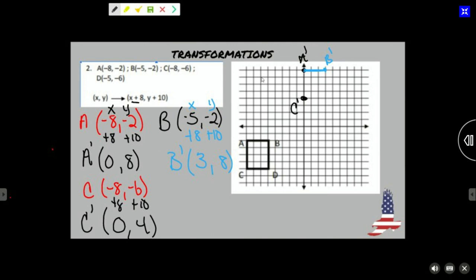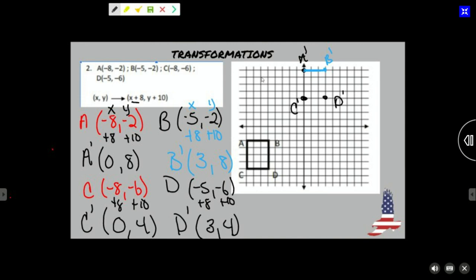All right, what about the last one on this one? D. -5, -6. What's my D prime going to be? +8, +10. And so write 3 up for D prime.